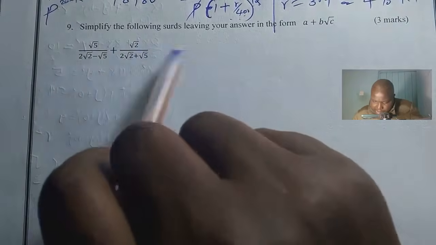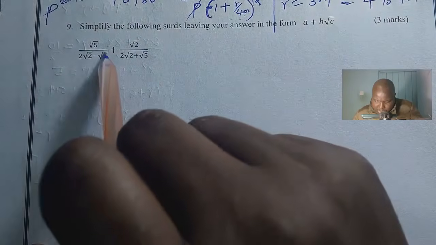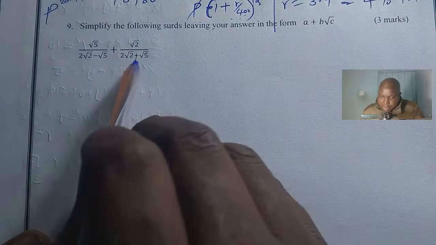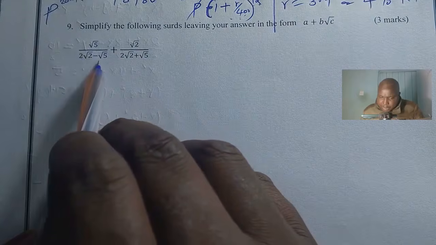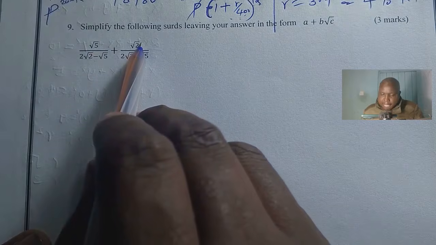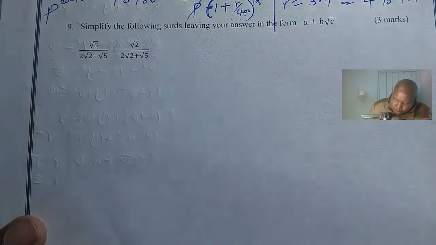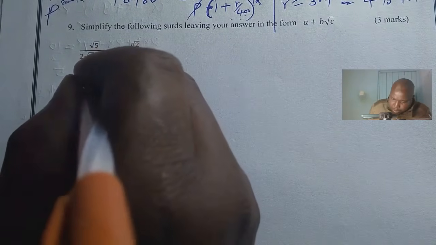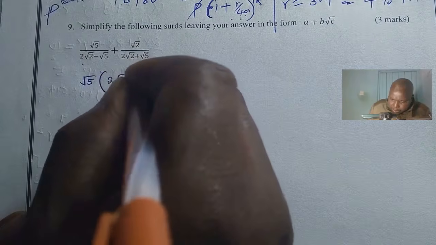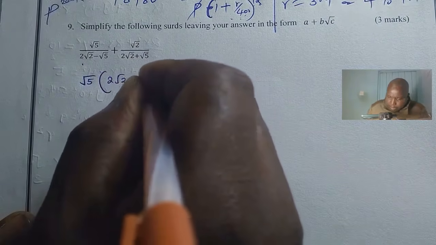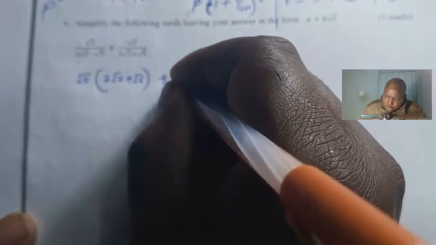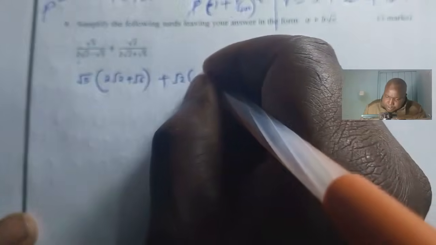Simplify, leaving the answer as this. So when you see this one, it is very simple. Take the conjugate of this and multiply with the numerator, take the conjugate of this and multiply with the numerator. Root 5, the conjugate here is 2 root 2 plus root 5, cross, plus the conjugate here is root 2 into the conjugate for this is 2.